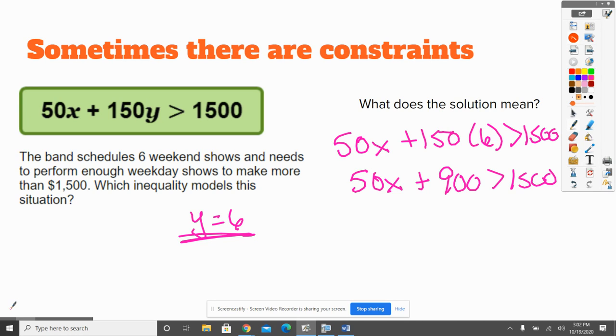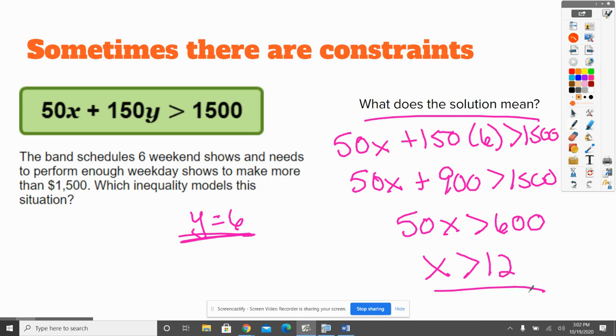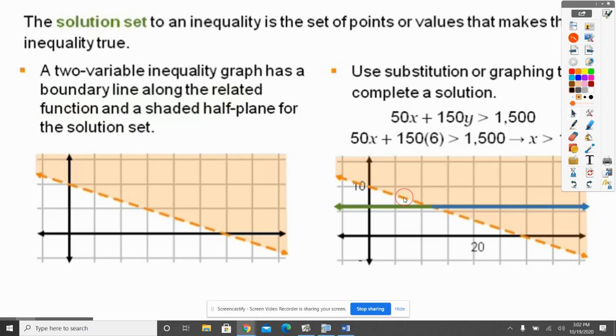1,500 minus 900 is 600. 50x is greater than 600. If you divide by 50, you get 12. So x has to be bigger than 12. So what does that mean? They have to perform more than 12 weekday shows in order to meet their limit.